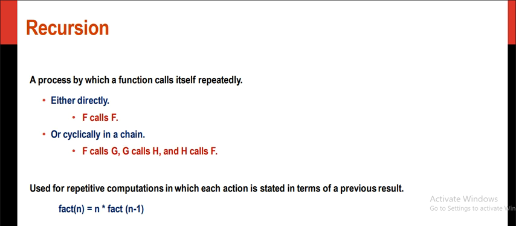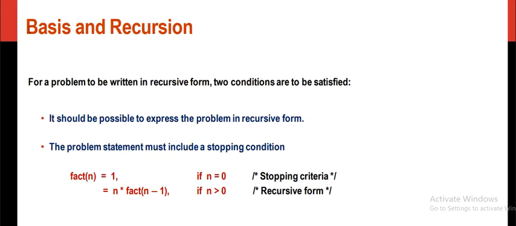So now let's discuss a sample program of recursion. Students, this is basis and recursion. In this we are going to see the rules and conditions for where we need to apply recursion. For a problem to be written in recursive form, two conditions are to be satisfied. Let's discuss those two conditions now.